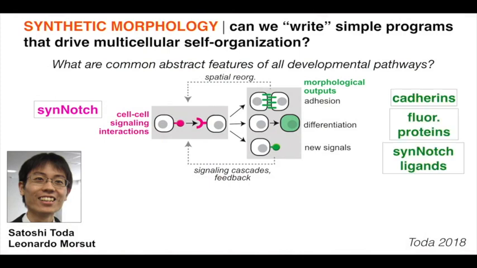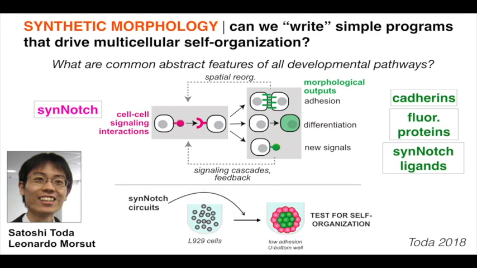Because we can use it to drive whatever we want, we could have it drive different things like cadherins that regulate adhesion, different fluorescent proteins as stand-ins for different cell states, and even new synNotch ligands that could then propagate in these sorts of cascades. And then we put these into L929 fibroblasts. These are what Steinberg used for his original cadherin sorting studies. We wanted to put in genetic circuits that regulate these, and put in a simple library of these things.